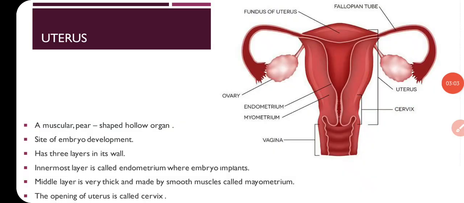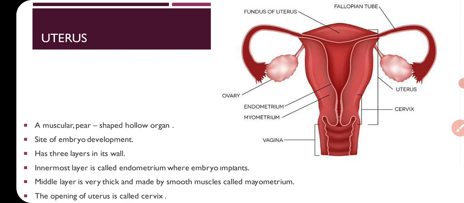Now the next organ of female reproductive system is uterus. Uterus is a muscular pear-shaped hollow organ present in between both the ovaries in the pelvic area of the body, and this is the place where embryo develops into a baby. The development of baby takes place inside the uterus. It is also called womb, and the wall of the uterus has 3 layers. The innermost layer is called endometrium.